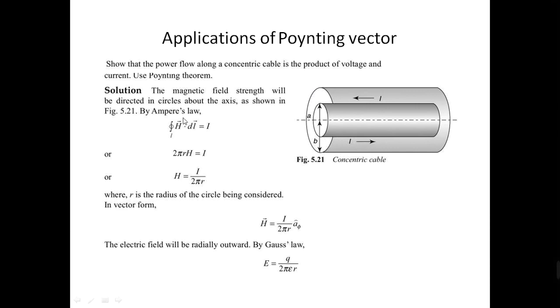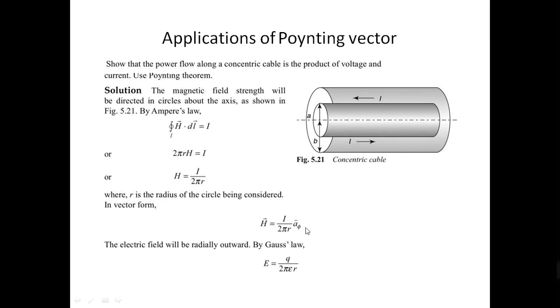Now the total circumference of the closed path, the line integral of dl, will be equal to 2 pi r, where r is the radius of this concentric cable, which will be varying from A to B. Now the magnetic field H will be equal to I by 2 pi r, where r is the radius of the circle being considered. So in the vector form I can write it as H is equal to I by 2 pi r a phi.